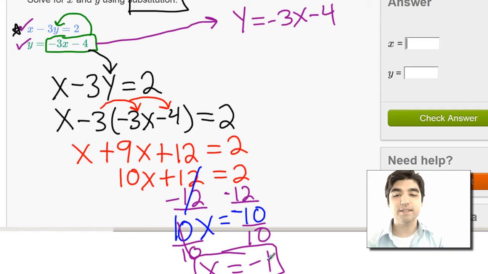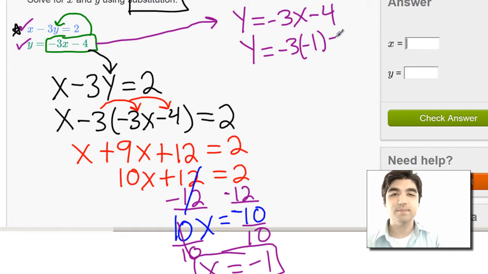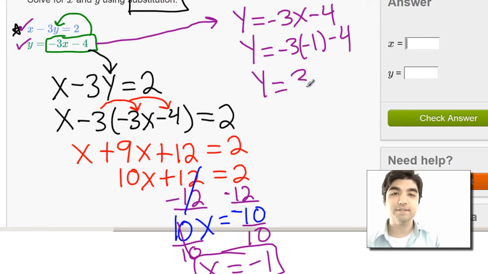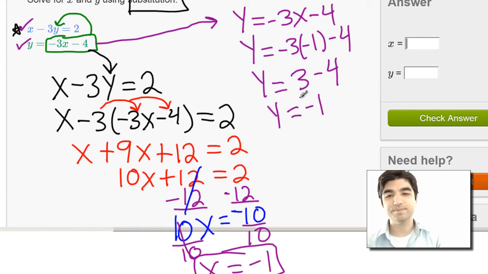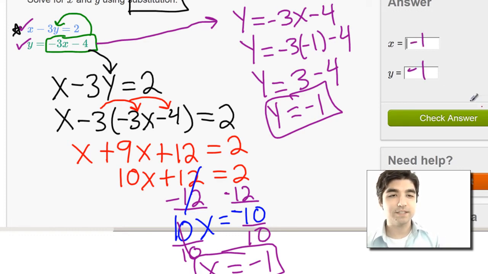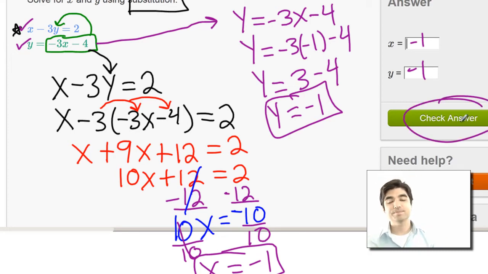And then we're going to put this negative 1 in for x. So it's y equals negative 3 times negative 1 minus 4. A negative and a negative equals a positive, so 3 minus 4 equals negative 1. There's our second coordinate. So we have x equals negative 1 and y equals negative 1. That's what you would put in here, and when you click check answer, you get the right answer.